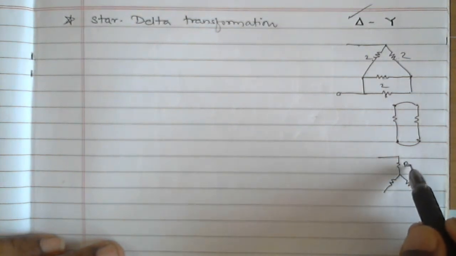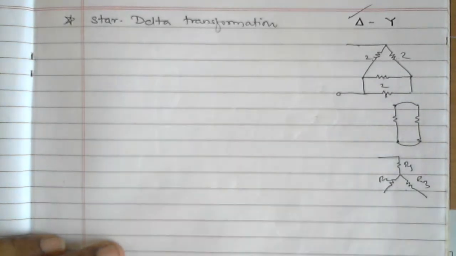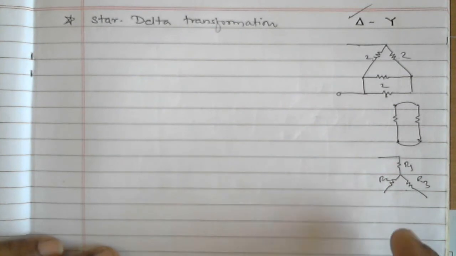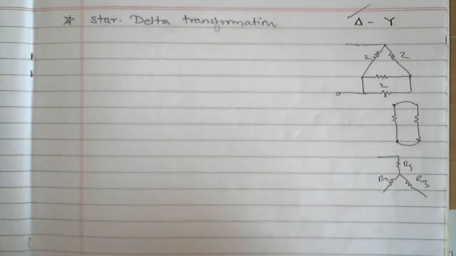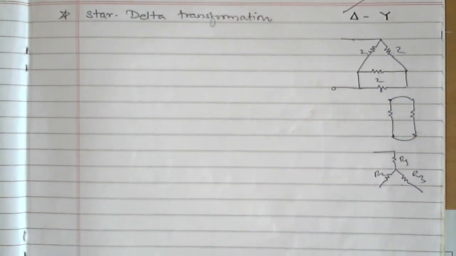then this is R1, this is R2, R3. Then R1, R2 are not in series, not in parallel. Similarly, for every other resistance, they are not in series, not in parallel, and it is not possible to reduce this circuit using a simple series parallel reduction. Hence, there is a particular method which is called a star delta or delta star transformation.